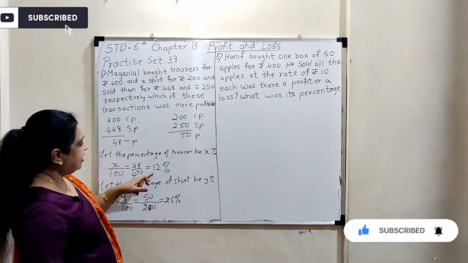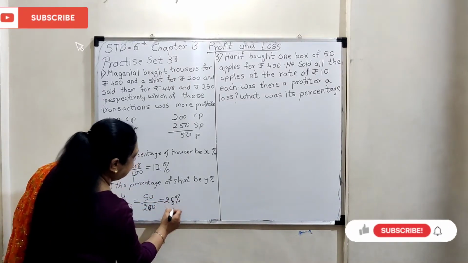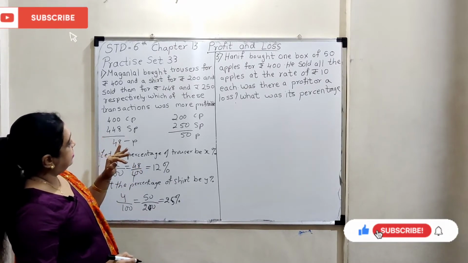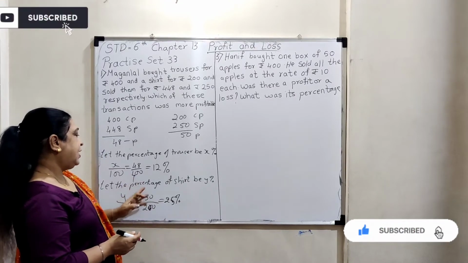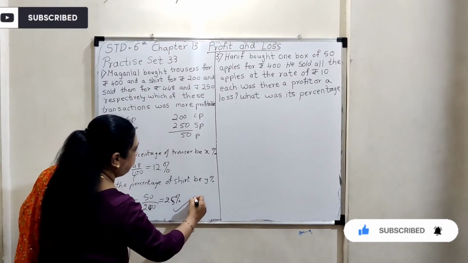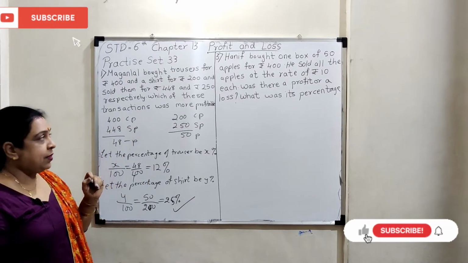So here it is 12% and here it is 25%. So for both these transactions, which transaction was more profitable? So we can write the transaction of a shirt was more profitable than the trouser.